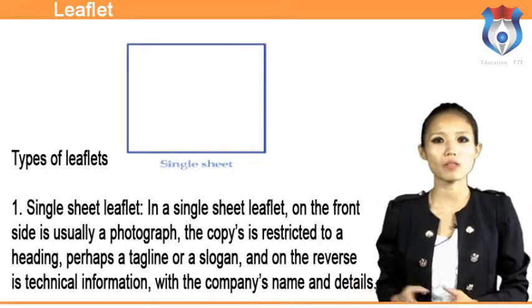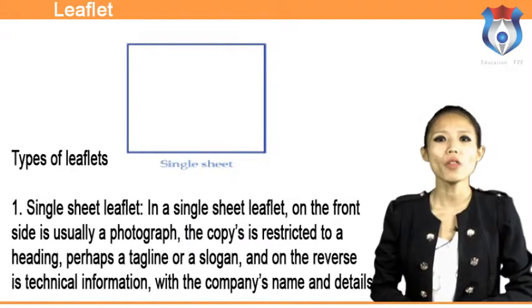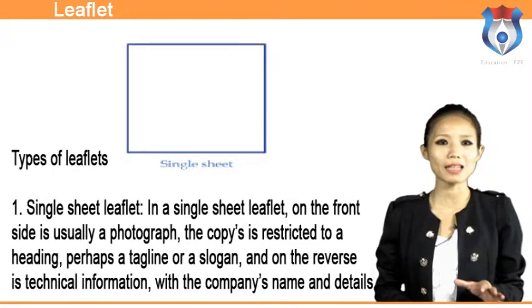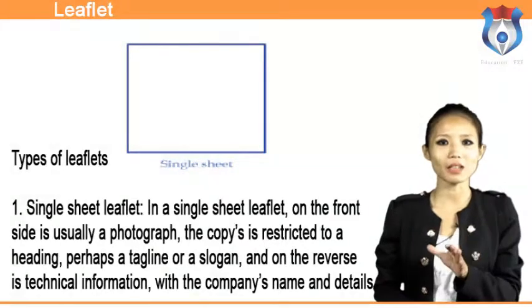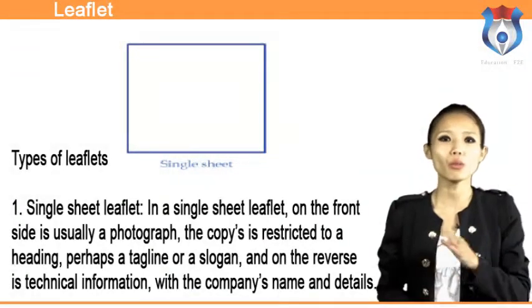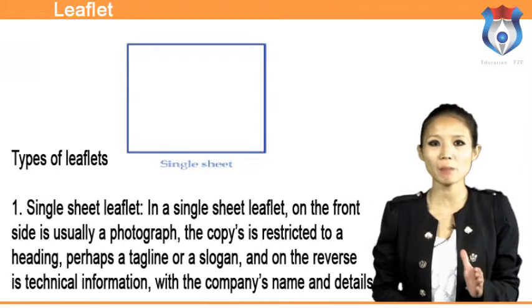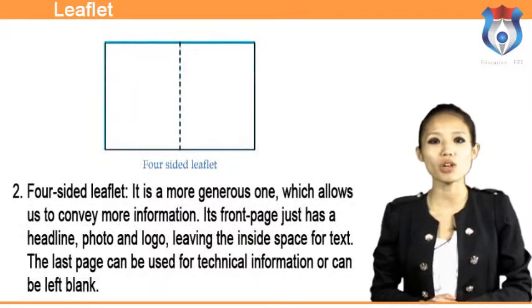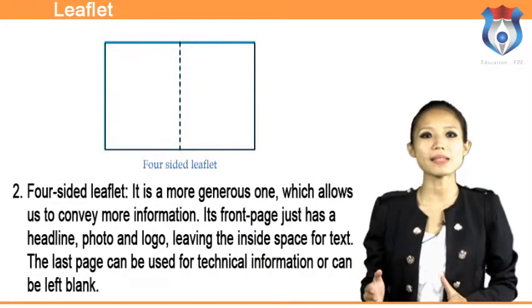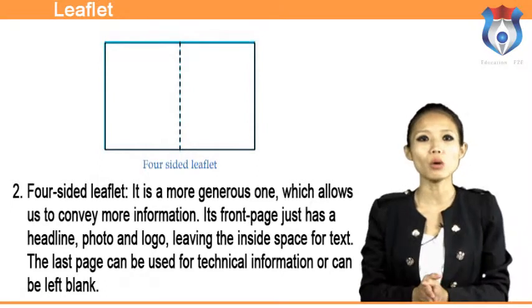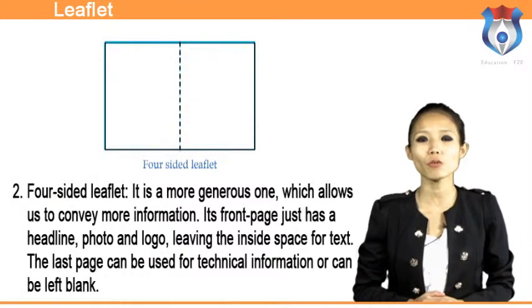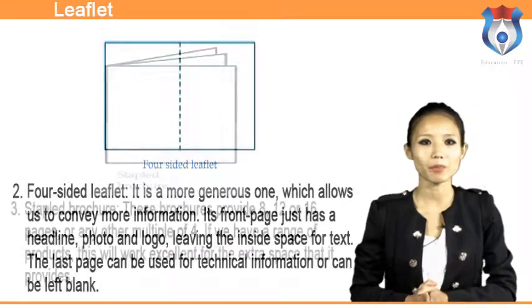Single sheet leaflet. In a single sheet leaflet, on the front side is usually a photograph. The copy is restricted to a heading, perhaps a tagline or a slogan, and on the reverse is technical information with the company's name and details. Four-side leaflet. It is a more generous one which allows us to convey more information. Its front page just has a headline, photo and logo, leaving the inside space for text. The last page can be used for technical information or can be left blank.